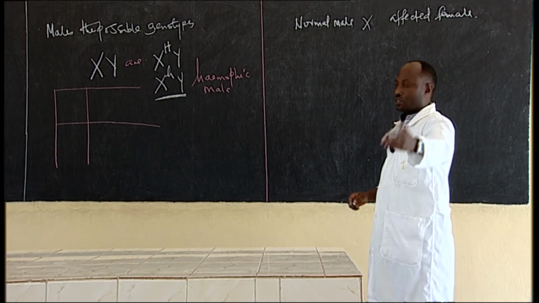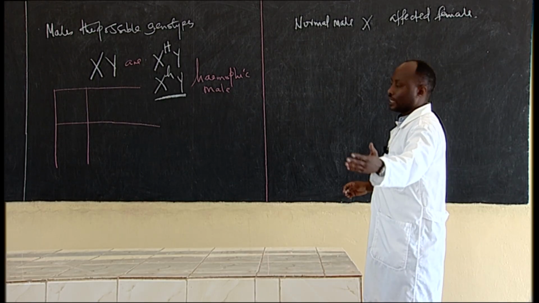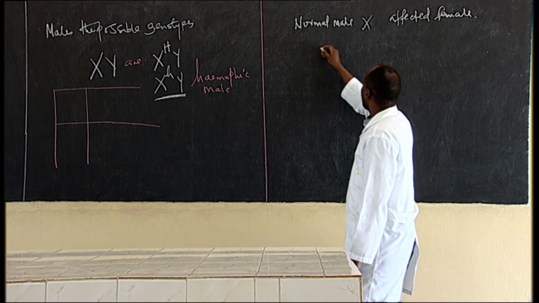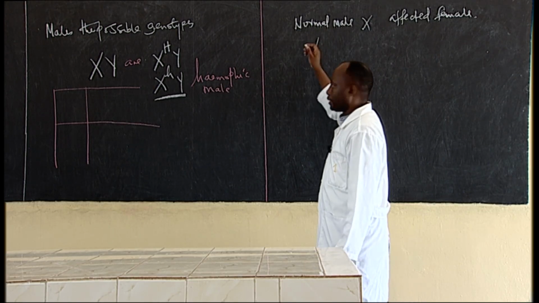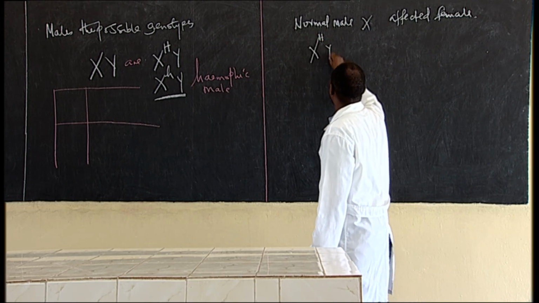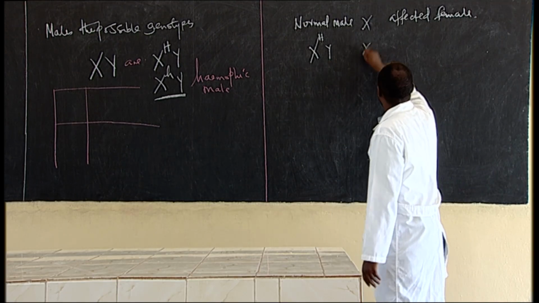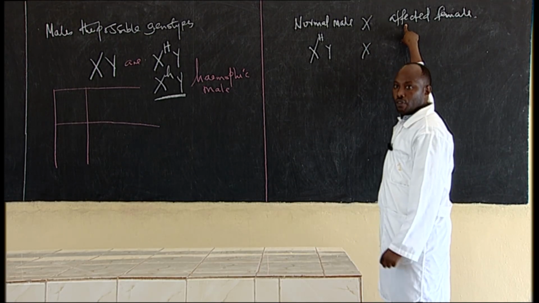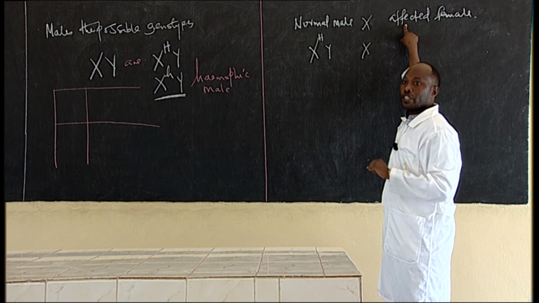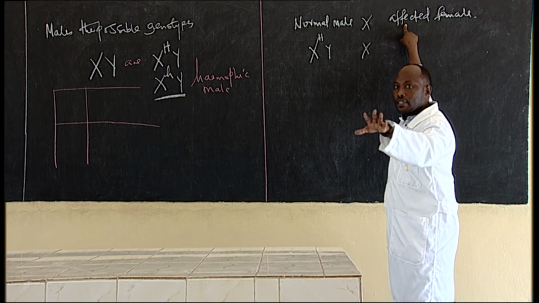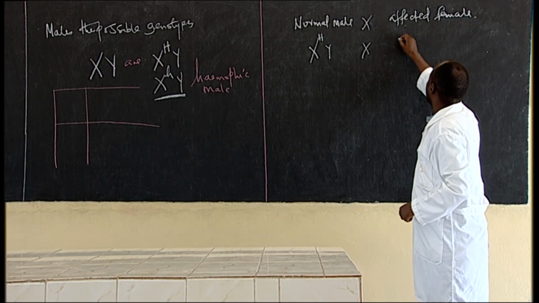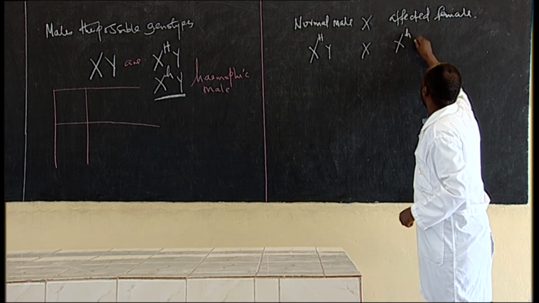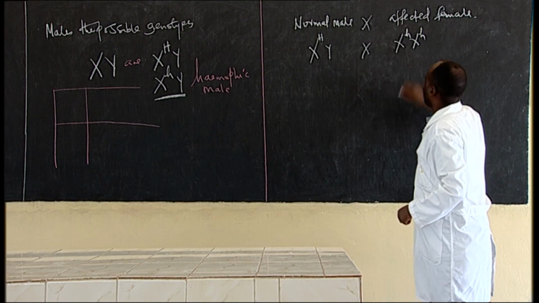I'm going to use the genetic mapping. Let me use this: a normal man is X, H capital, and Y, because he is not hemophilic. For the case of the affected woman, the woman is hemophilic. Once she is damaged, she can bleed to death. She is X, H small, and X, H small.